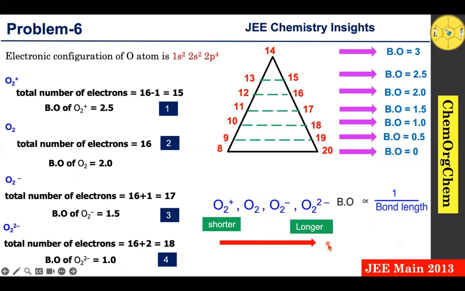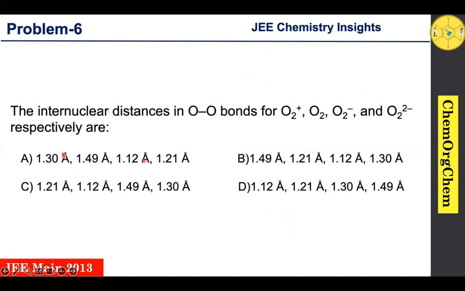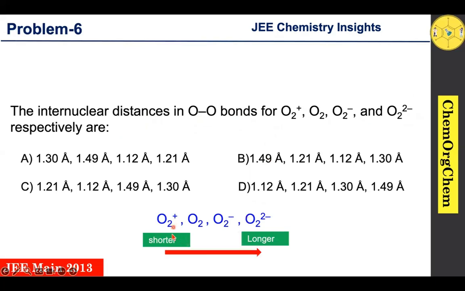Let's move on to our question now. The internuclear distances in the O-O bonds for O2+, O2, O2- and O2 2- respectively are... We have the order of bond length. O2+ has a shorter bond length compared to the rest of the species. O2 2- has a longer bond length compared to the rest of the species. When you go from left to right, the bond length of the oxygen species increases.